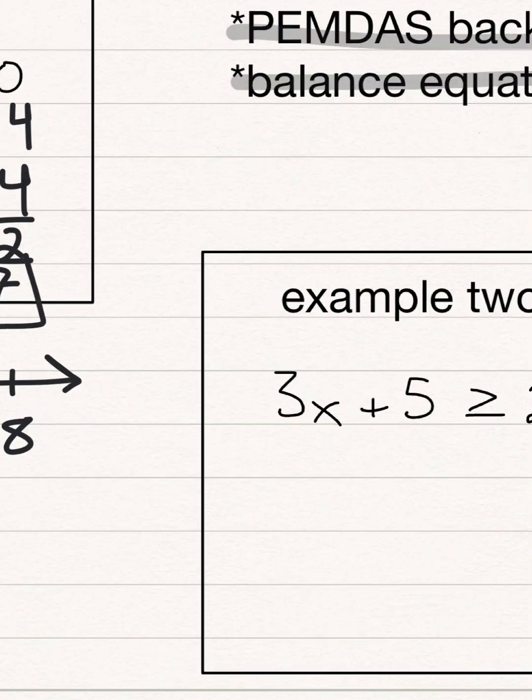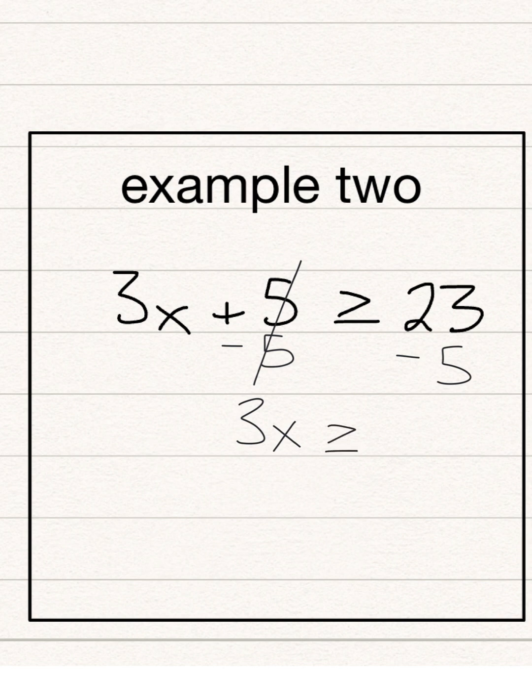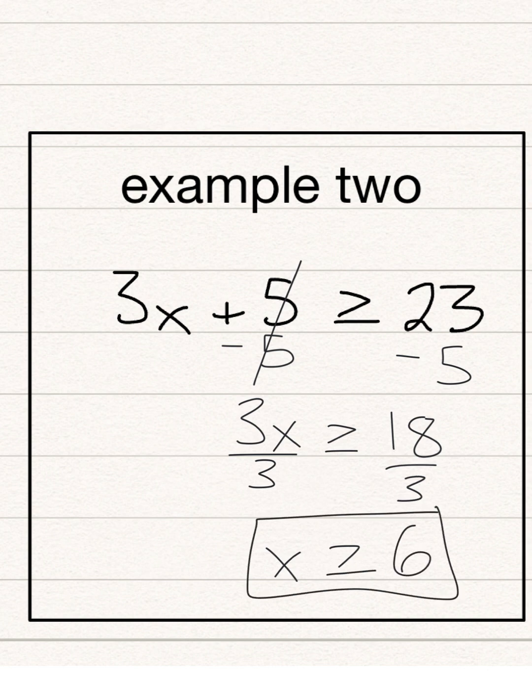All right, the next example, 3 times x plus 5 is greater than or equal to 23. We undo the addition first, using PEMDAS backwards. To undo addition, we need to subtract 5 from both sides. Cancels out on the left. Now I have 3 times x is greater than or equal to 23 minus 5, which is 18. And then again, to undo that multiplication, we're going to divide. 18 divided by 3 is 6.